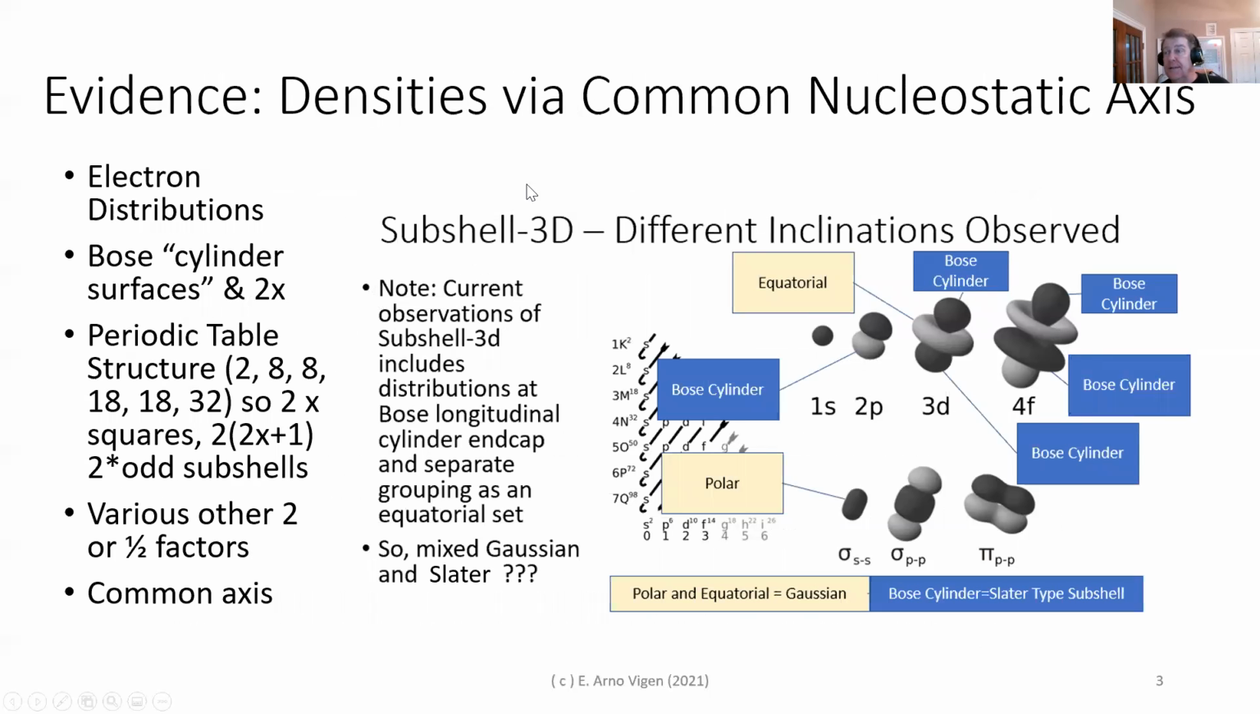Now, we all know that densities have longitudinal rings. This is our textbook over here. You can see all these things. I focus on Bose cylinders. That is, the structure for a multi-electron set is a cylinder with 2x for 2 in each hemisphere.